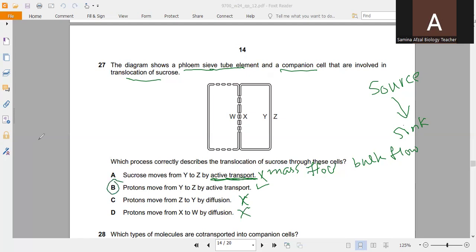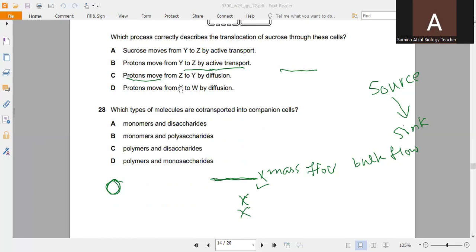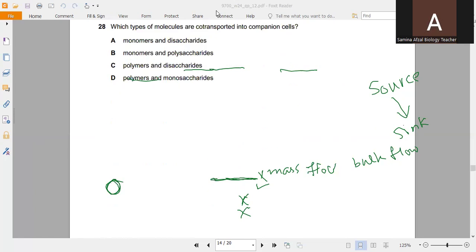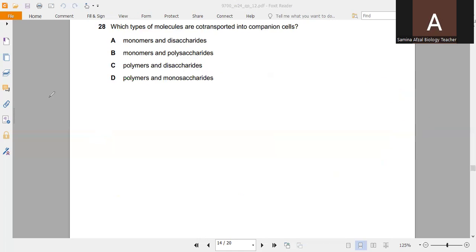Only B is the correct option, in which the protons move from Y to Z by active transport outside the companion cells. So which type of molecules are transported into companion cells? Which type? Monomers and disaccharides. Monomers consist of single units, as for example you can say the amino acids, glucose or sucrose. Sucrose is a disaccharide. So in this way, this can be the correct option.